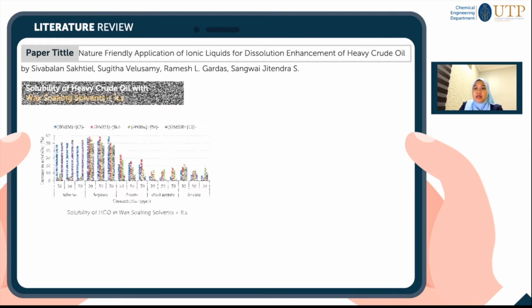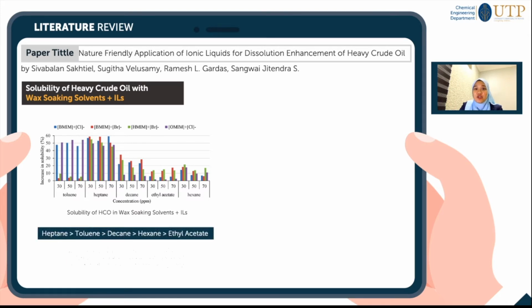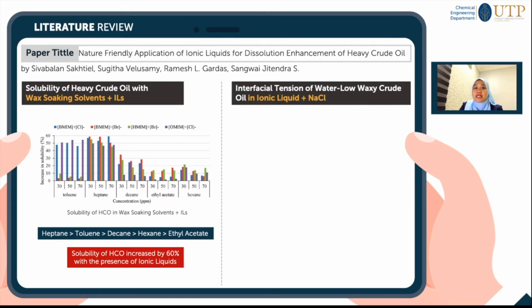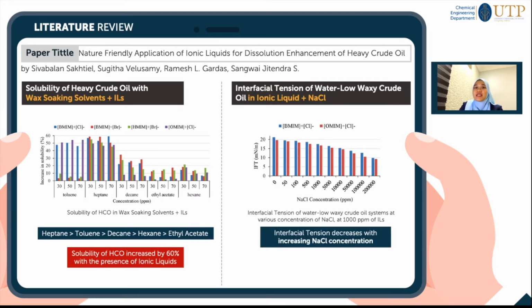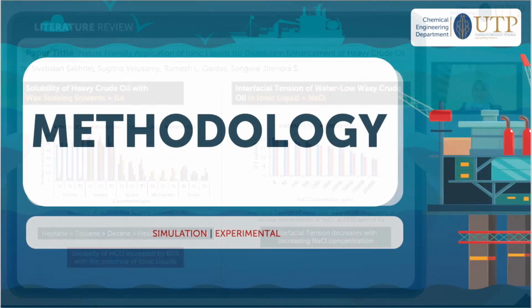Next, on the application of ionic liquids for heavy crude oil dissolution enhancement. In this paper, the solubility of heavy crude oil with wax soaking solvent plus ionic liquid is studied, and it is shown that the solubility of heavy crude oil increased by 60% with the presence of ionic liquid. The next study in this paper is on the interfacial tension of low waxy crude oil in ionic liquid plus sodium chloride, and it was found that interfacial tension decreases with increasing sodium chloride concentration.